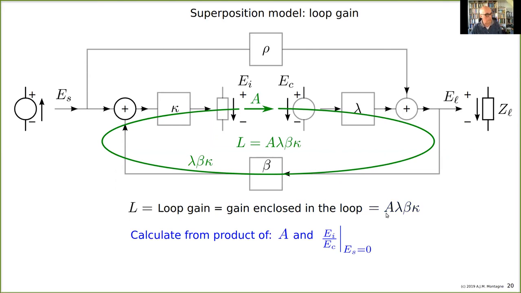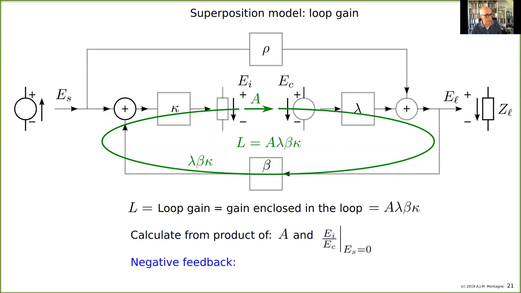So it can be written as this. You calculate it from the product of A, this one, and the response EI due to a change of EC, this one. And later on, I hope to have time for an example. I think I will have time because this is going quite quickly.